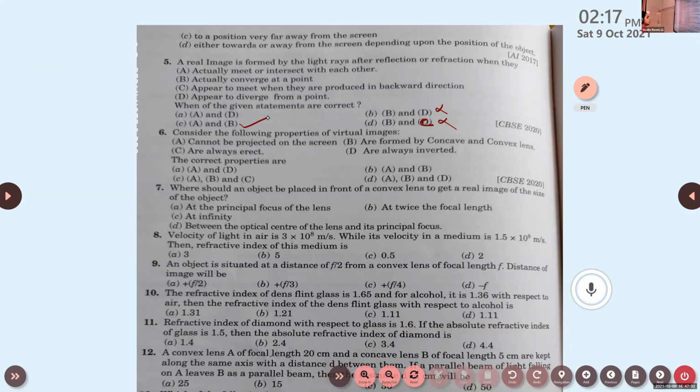Okay, then the next question. Consider the following properties of virtual images. Here some properties of virtual images are given. Cannot be projected on the screen. Is it right? What do you mean by virtual images? Virtual and erect, it will be an erect image. Differentiate between a virtual image and a real image. What is the difference between them?